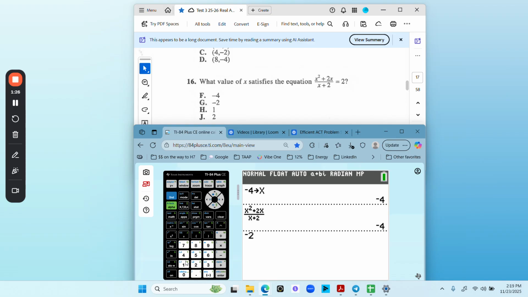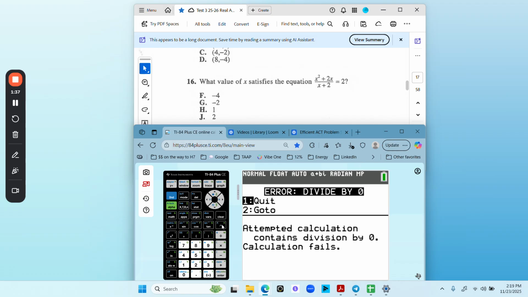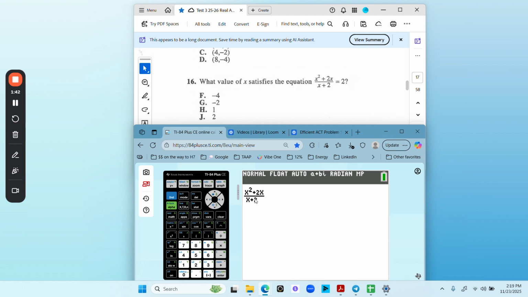I'm going to do -2 store to x. Come back up and highlight the problem we typed in. And then when I hit enter, it's like copy paste. And that is wrong, because we're dividing by 0 when I plugged in -2. So I'm going to hit clear.